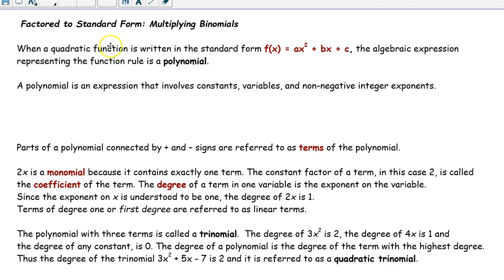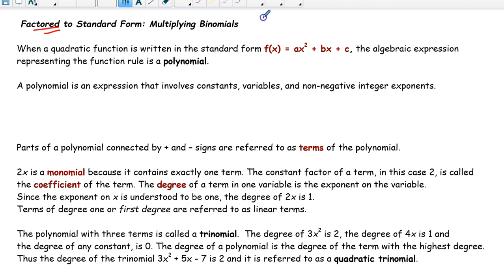A factored to standard form of a quadratic function. So here, when a quadratic function is written in the standard form as f of x is equal to ax square plus bx plus c, the algebraic expression representing this function rule is a polynomial. Now in the previous task, we have seen what is a factored form of a quadratic function, right?